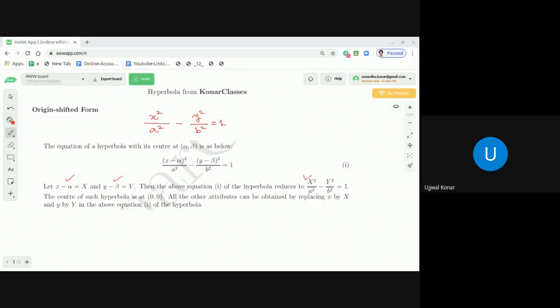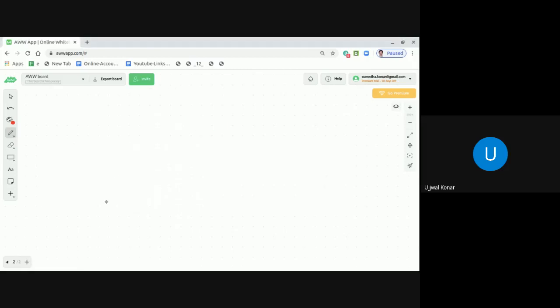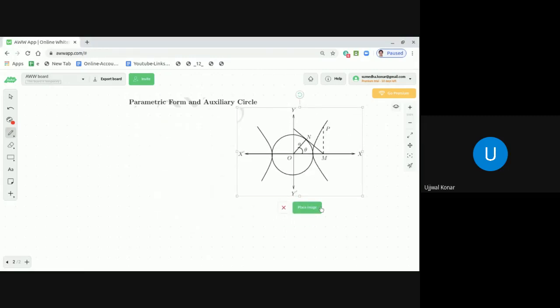To know more about all these attributes, I suggest you look into my previous session, which is available both on the online platform at KonarClasses.com as well as on YouTube. Now our next point of discussion, dear students, is the parametric form and auxiliary circle. I'm going to take you to the next page to explain more about it. Let me show you the diagram first, and then we will discuss accordingly.